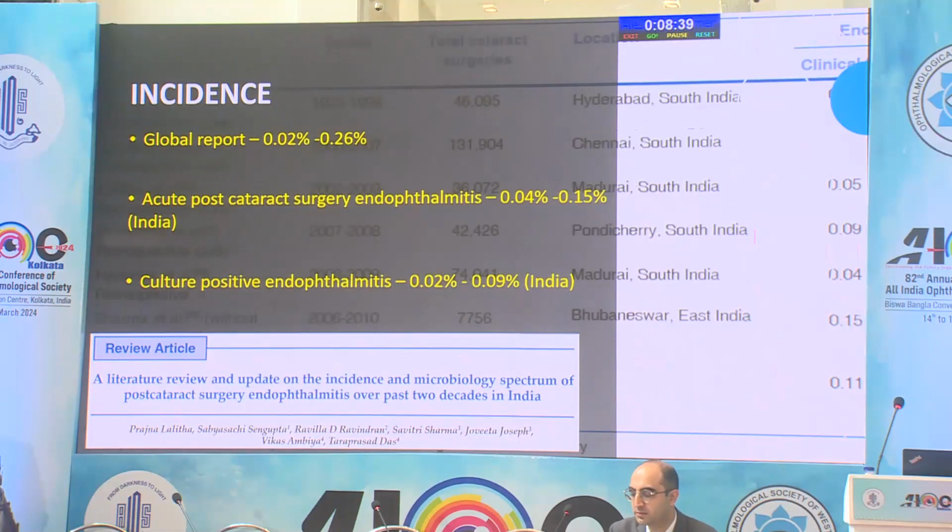So if you look at the incidence of endophthalmitis, the global report is 0.02% to 0.26%, and acute post-cataract surgery endophthalmitis in India is around 0.04 to 0.15%, and of those who are culture positive is only 0.02 to 0.09%. That's again in India. This is from a South Indian study, a multicentric study which was done in 2017, which covered all these aspects.